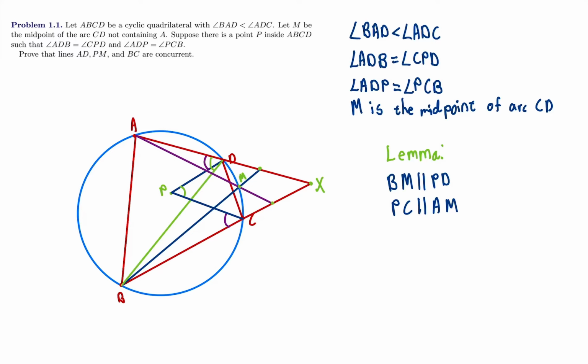Let's solve this tough geometry problem. Let ABCD be a cyclic quadrilateral with angle BAD less than angle ADC. Let M be the midpoint of the arc CD not containing A.